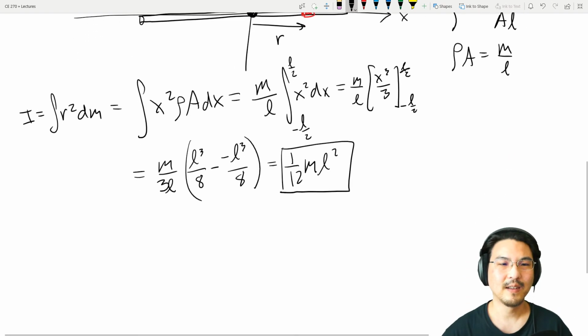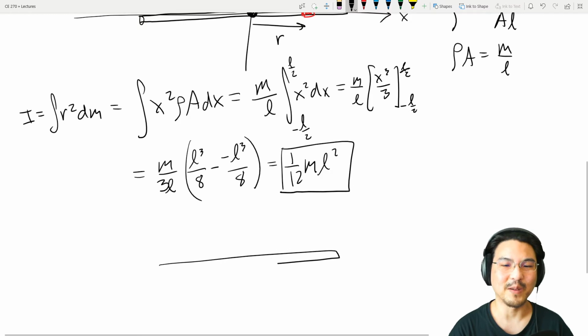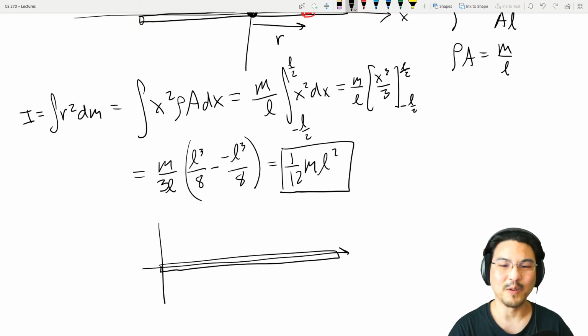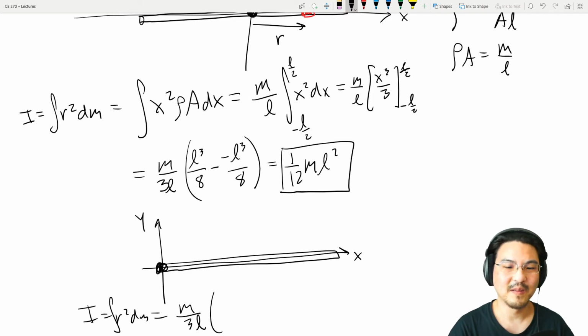bar. Just for practice, let's say instead of about its center of mass, what if we want the moment of inertia about the end over here? Then we can just recycle r squared dm. Everything is the same except the limits of integration. I'll just copy that. So m over 3L x cubed from, and instead of negative L over 2 to L over 2, from this end of the bar to this end of the bar, so 0 to L. So then that'll be 1/3 mL cubed.